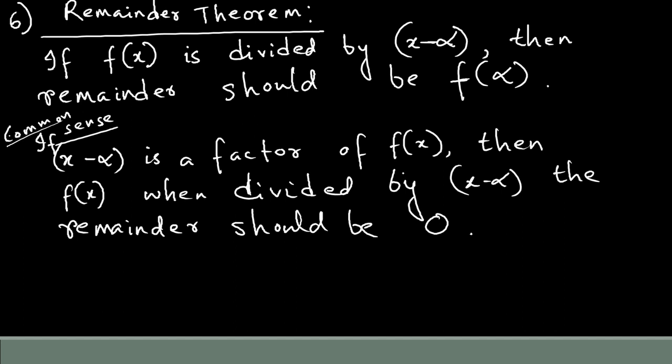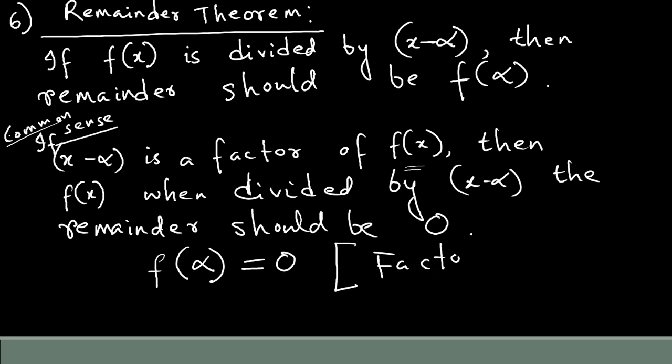So from the remainder theorem, you can say when fx is divided by x minus alpha, you get the remainder as f of alpha. But if x minus alpha is a factor of fx, then the remainder is 0, right? So f of alpha should be 0. This is called the factor theorem.